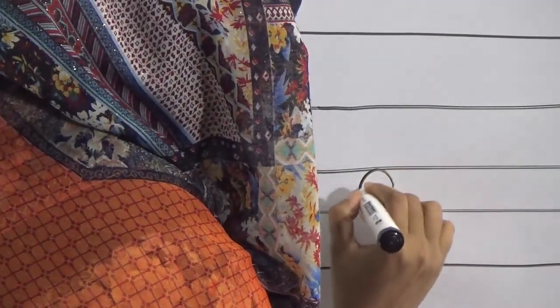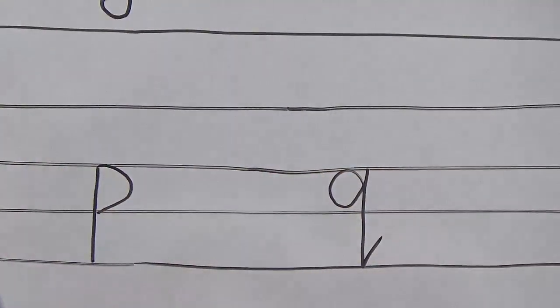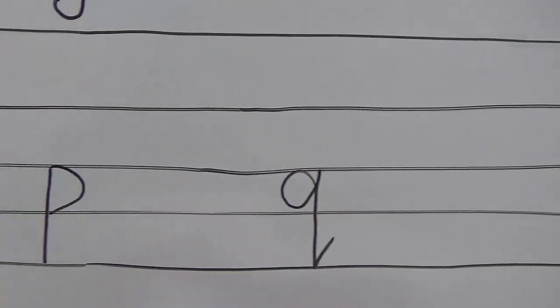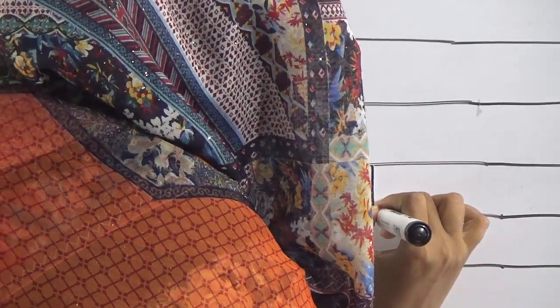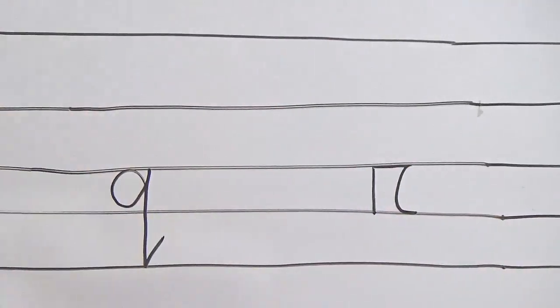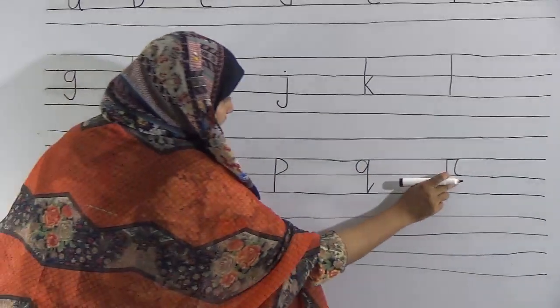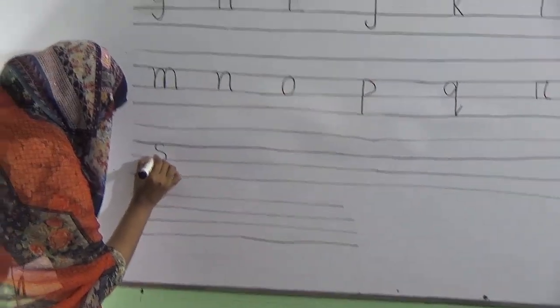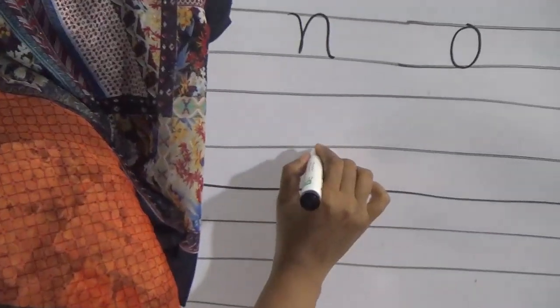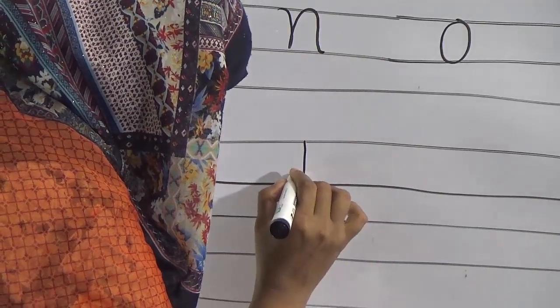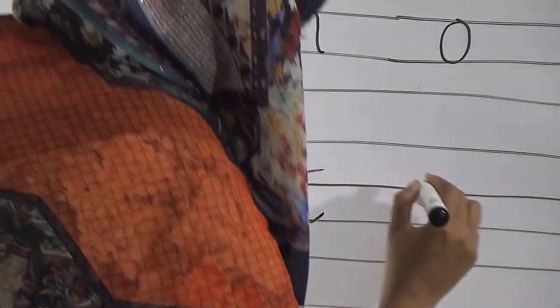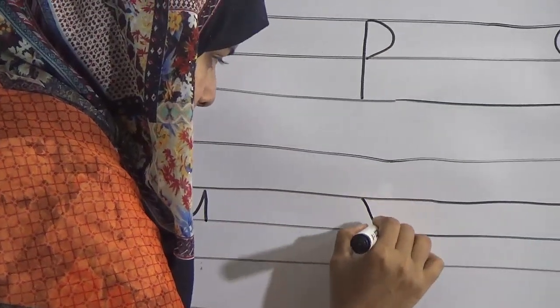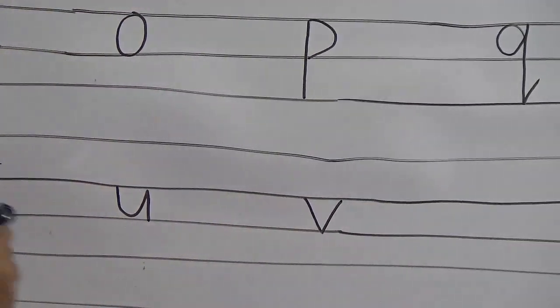Then q. Small q. r. m, n, o, p, q, r. Then s. s. t. t. u. v. Then w.